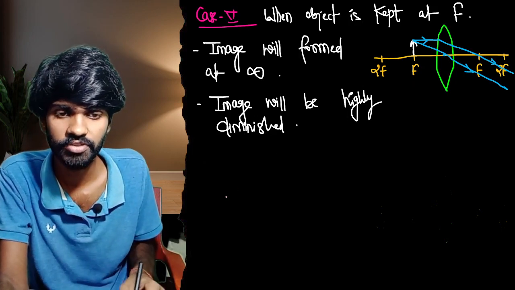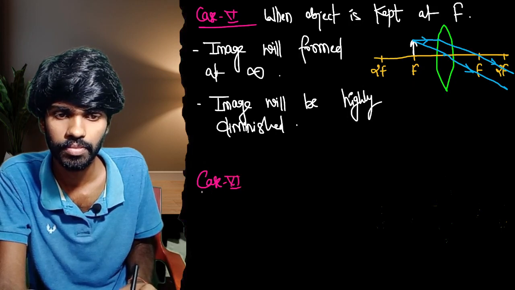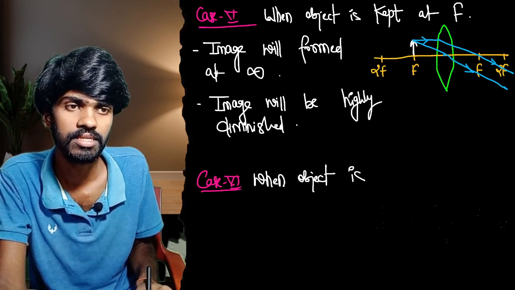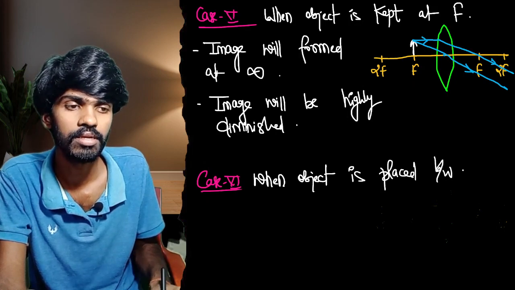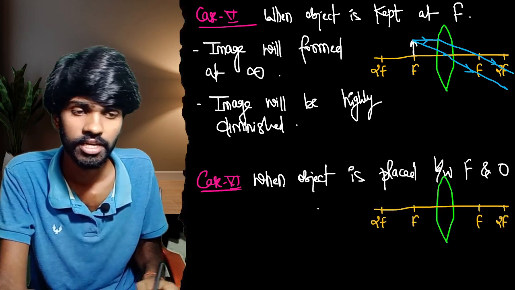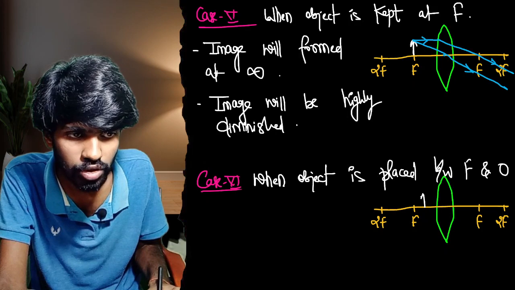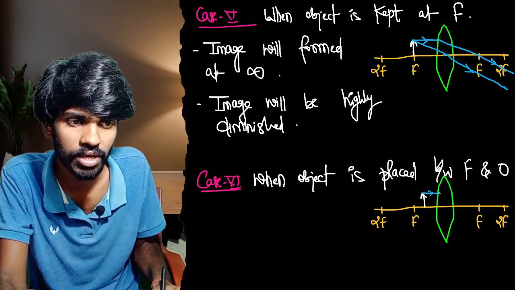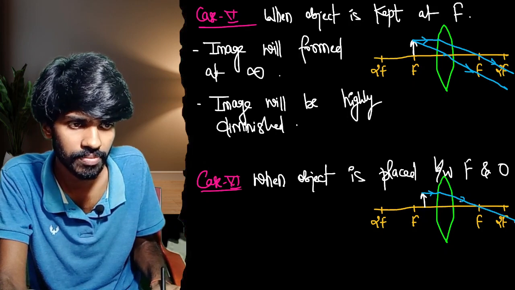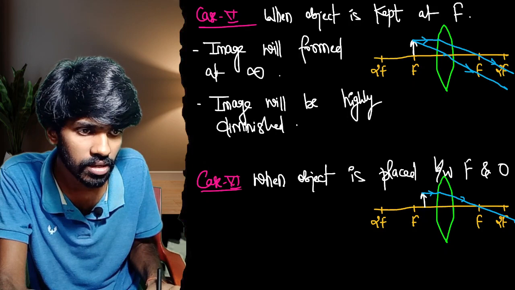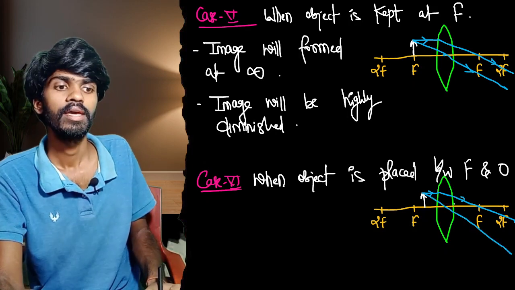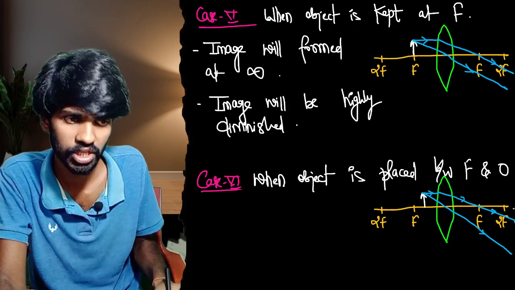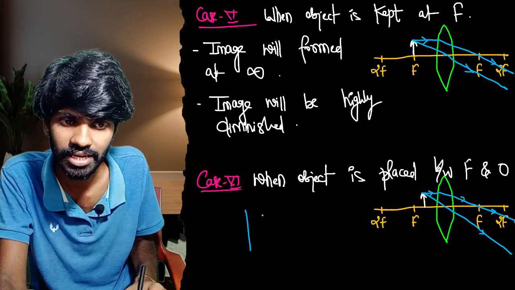Now let us discuss our last case, which is when the object is placed between F and O. What is O? O is the optical center. So in this situation, you can see if the object is placed over here, what will happen in that situation? Rays will go like this. It will go parallel to the principal axis, so it will pass through the focus like this. Similarly, in this situation, it will go like this. Okay, so here you will see that these rays are going far from each other. So the separation between the two will keep on increasing.